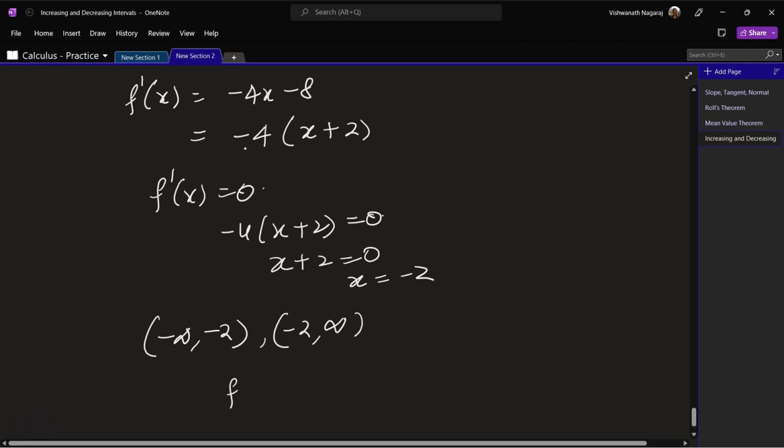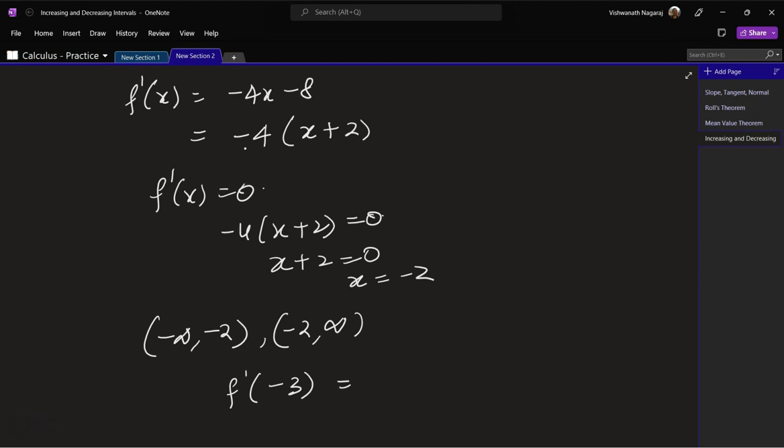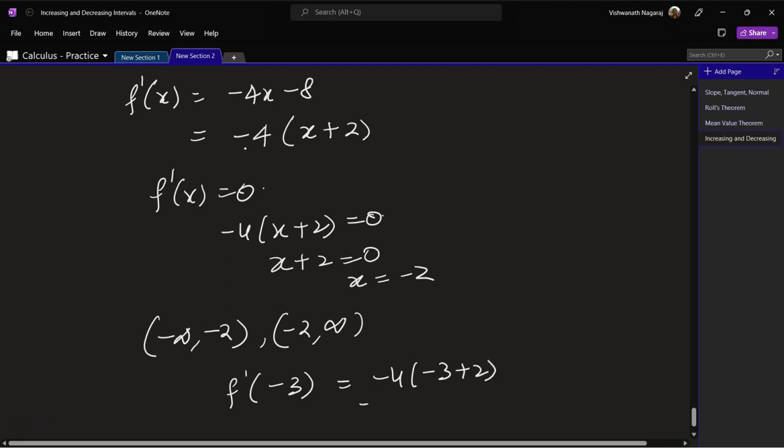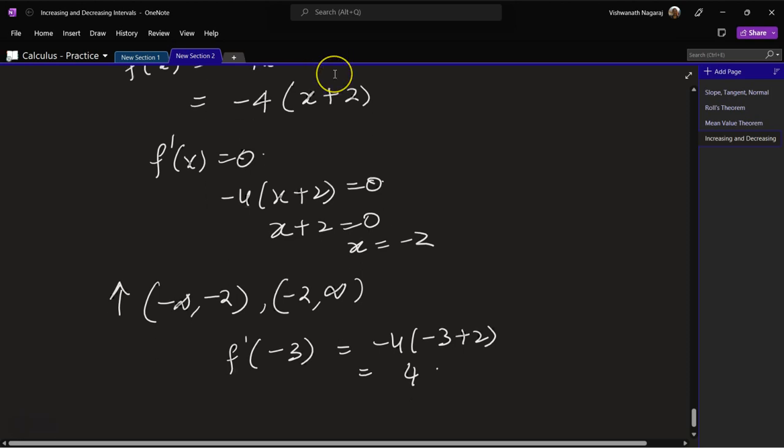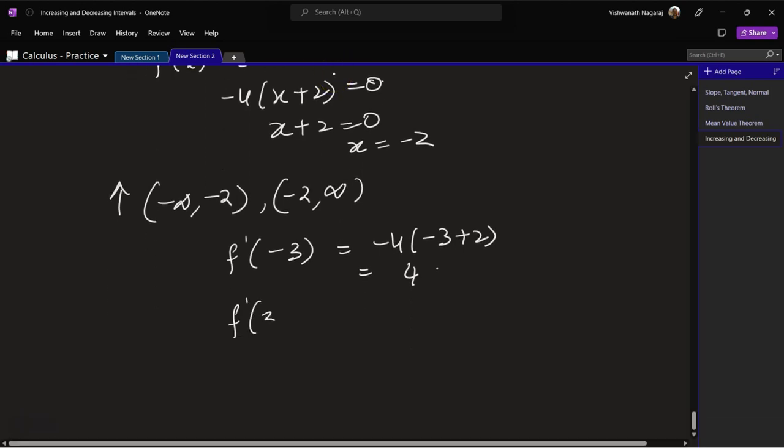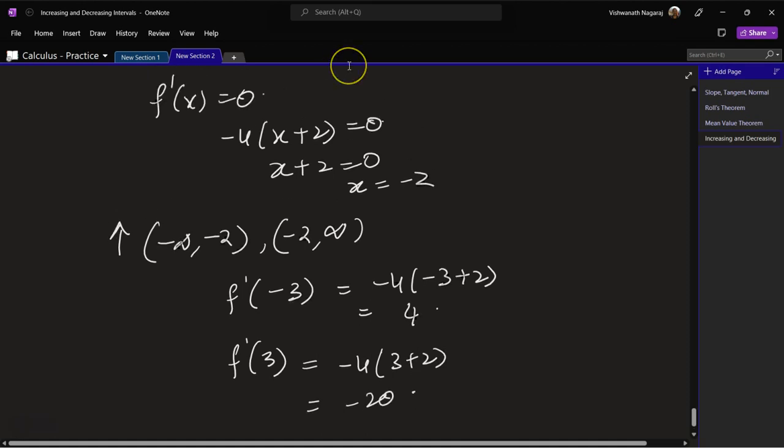Okay, now let's look at f prime of, let's take it as minus 3, which is equal to minus 4 times minus 3 plus 2, which gives us minus 4 minus 1, so 4. That means in this interval it is going to be increasing. And f prime of 3 is going to give us minus 4 times 3 plus 2, which gives us minus 4 times 5, 20. So this is going to be descending.